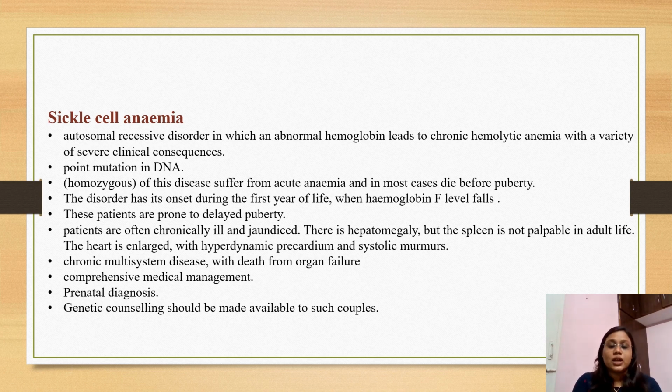In this case, if the patient is homozygous for the disease, then he will have a frank anemia, and due to that there is hemolysis of cells and hemodilution, which causes hyperdynamic pericardium, systolic murmur, and the patient will have hepatomegaly, and finally the patient will die due to multi-organ failure. This patient requires comprehensive medical management.